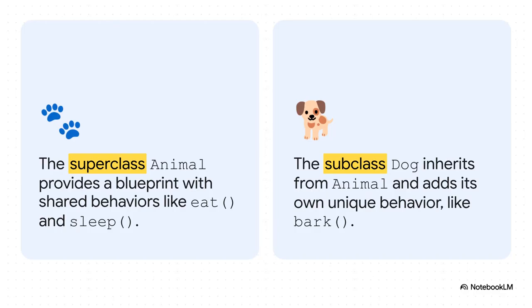Let's make this real. So, over here on the left, we've got a general animal class. This is our blueprint, right? It's got the stuff all animals do, like eat and sleep. Now, look to the right. We create a more specific dog class. By using inheritance, our dog gets all those animal behaviors for free. And then we can add its own special thing like bark. See? We've reused the blueprint and just added our own little twist.